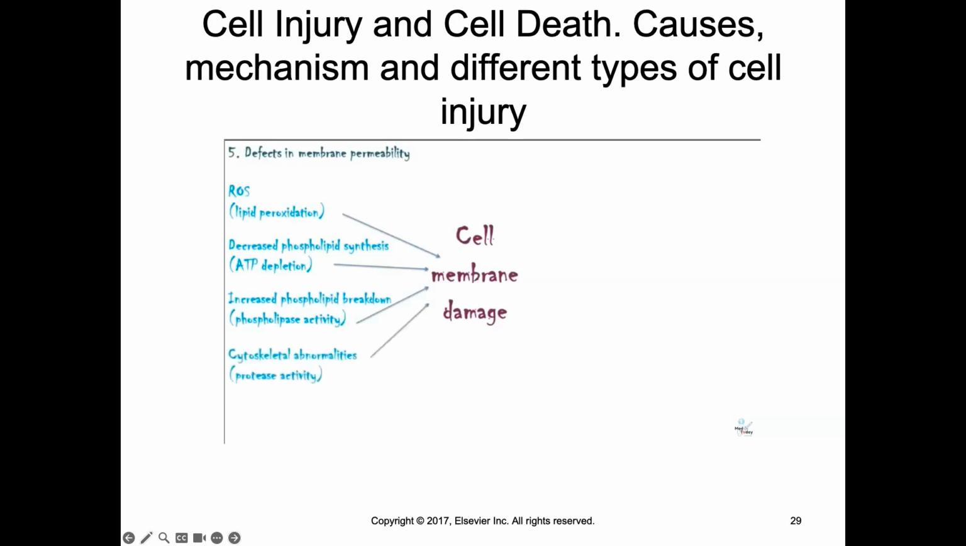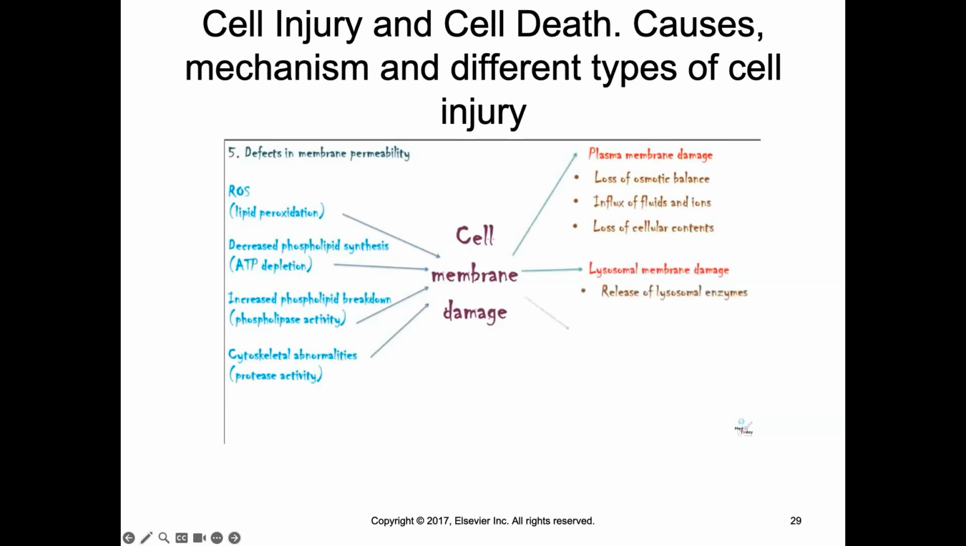Damage to plasma membrane results in loss of osmotic balance between the cell and the extracellular fluid, influx of fluid and ions, and leakage of cellular contents. Lysosomal membrane damage results in release of their enzymes and digestion of cellular components. Mitochondrial damage results in formation of mitochondrial permeability transition pores.